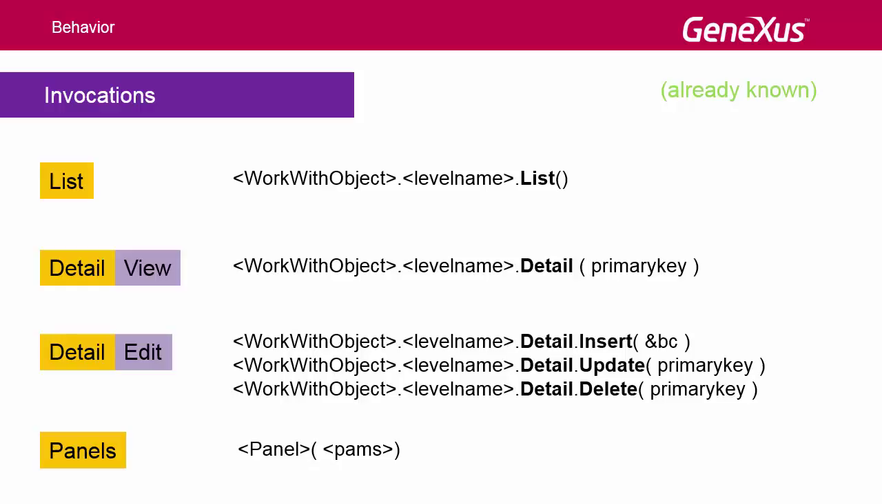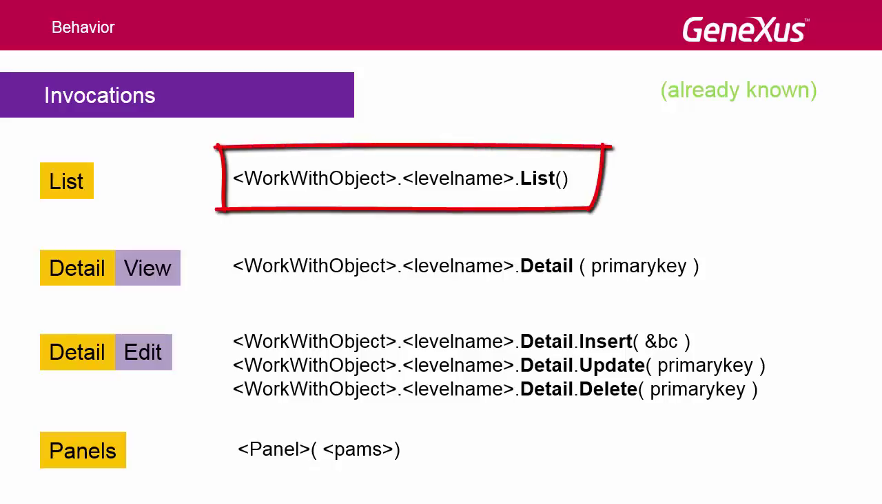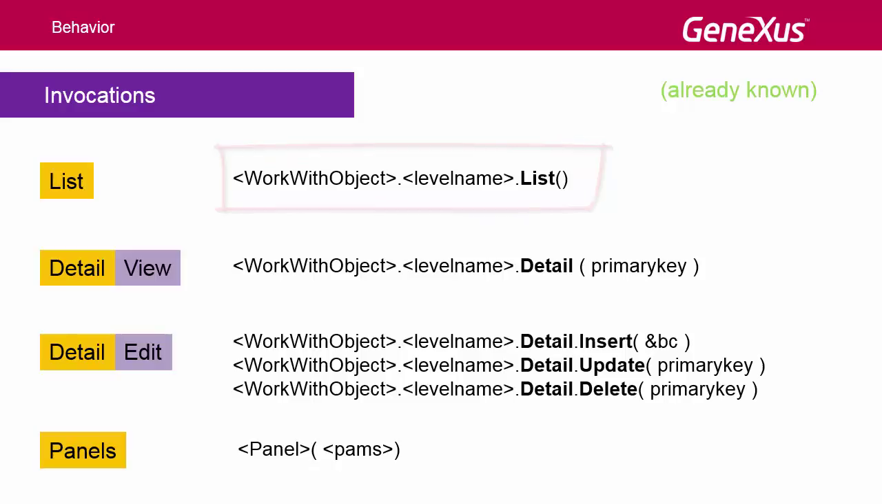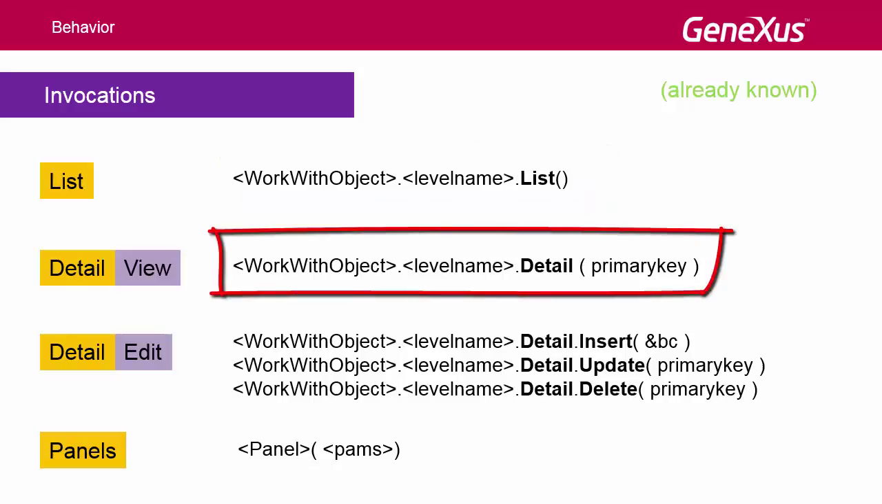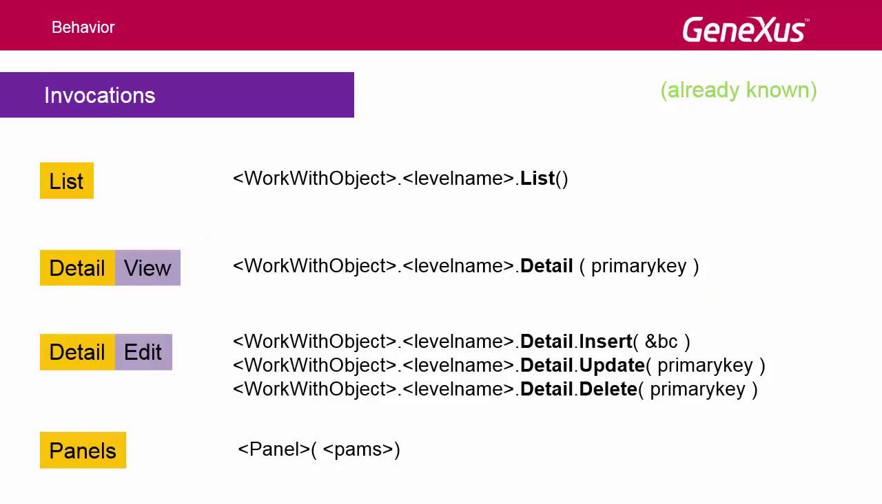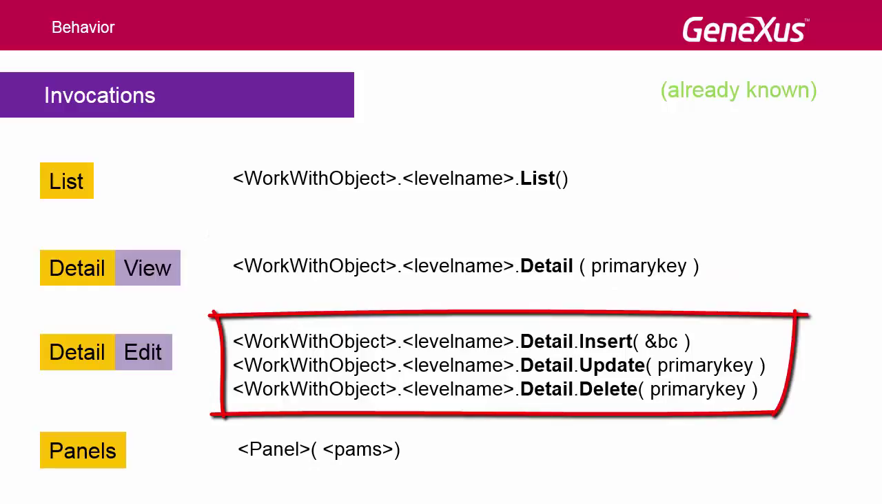Let's review the syntax of invocations to work with elements and panels, which are the main objects with interfaces. To work with a list, to the detail and view mode, the primary key is sent to it in a parameter. To the detail and edit mode, in the invocation, we need to indicate if it's an insertion, update, or deletion. If the operation we want to perform is update or delete, we send the parameters corresponding to the primary key.